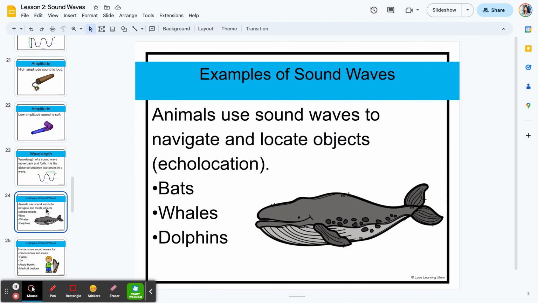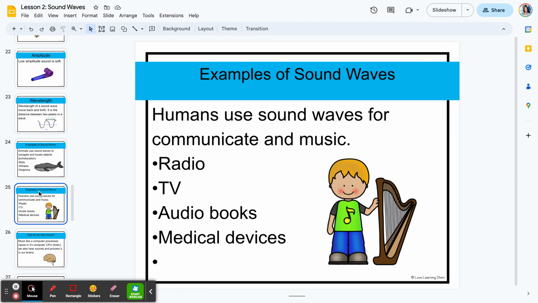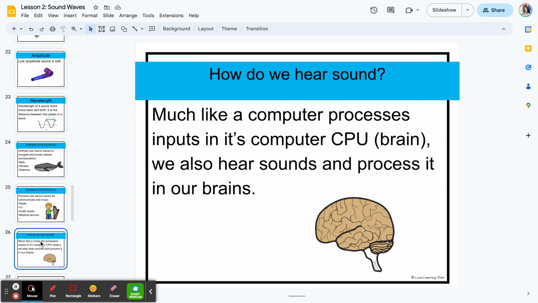So, what are some examples of sound waves? You know that we obviously hear music and sounds, but animals also use sound waves to navigate and locate objects. This is called echolocation. Bats do this, and whales and dolphins do it in the water. So, you know that sound waves can also travel through water. Some examples of sound waves that humans can hear are things like radio, TV, audiobooks, and medical devices. Can you think of any more?